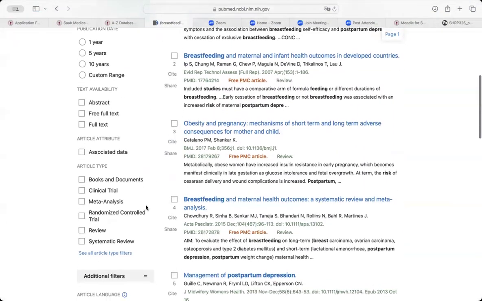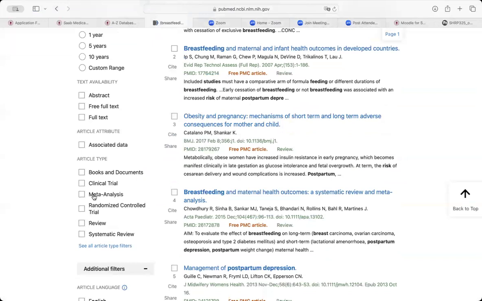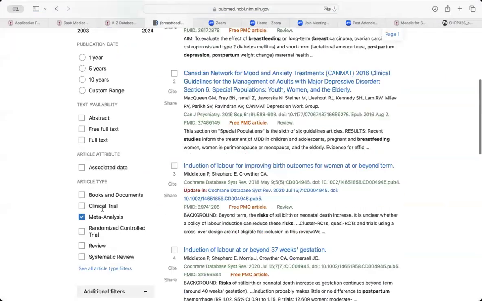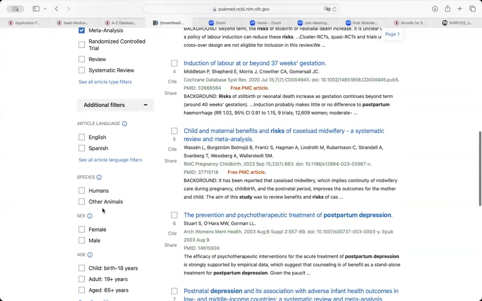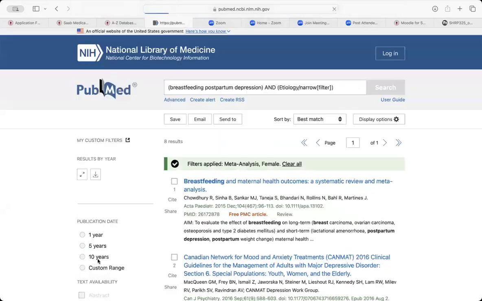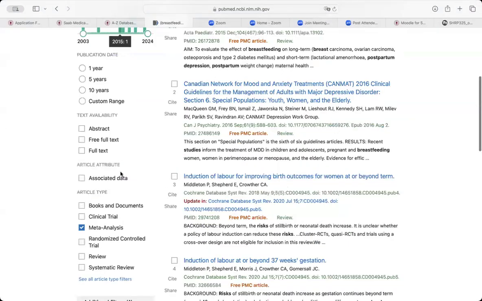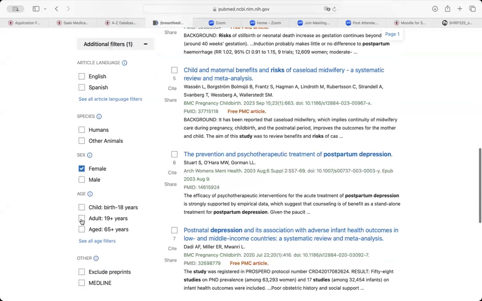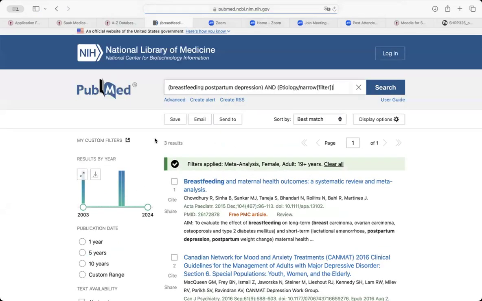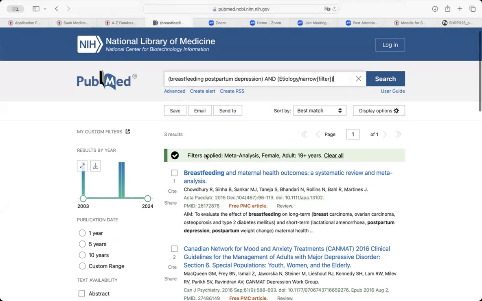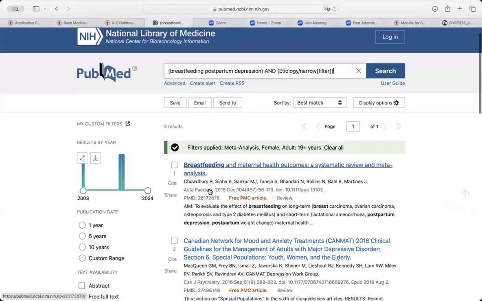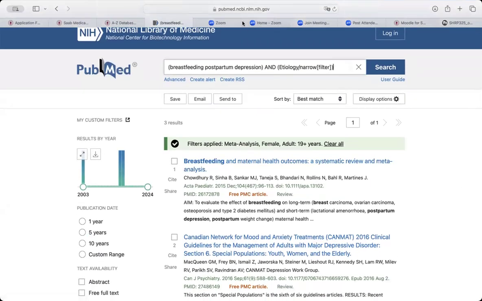So since we are in the clinic and we want to give the highest level of evidence to the patient, we'll click on meta-analysis. We'll take more filters that include the female, since we are searching in breastfeeding women, and adults. So now we have 3 results, which I think are the most applicable, since we are in a busy clinic, that would answer the patient's concerns quickly.